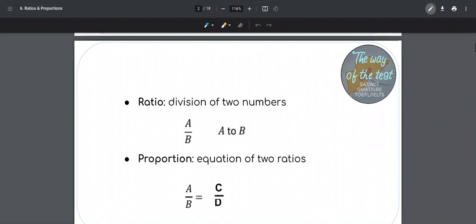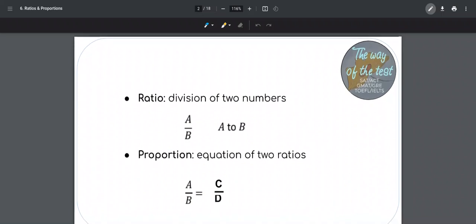Remember, the SAT doesn't really care about the definitions, which means they're not going to ask you, hey, what is a ratio, what is a proportion? But it's good that you know the definitions so that when I explain the solutions, we can work in the same terms. So a ratio is just basically the division of two numbers.